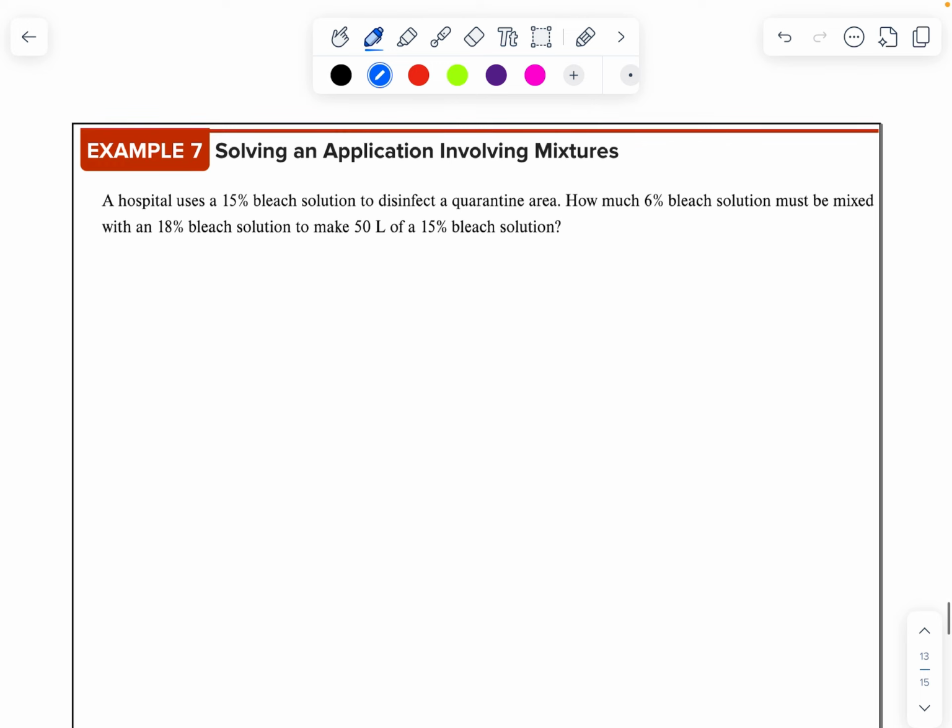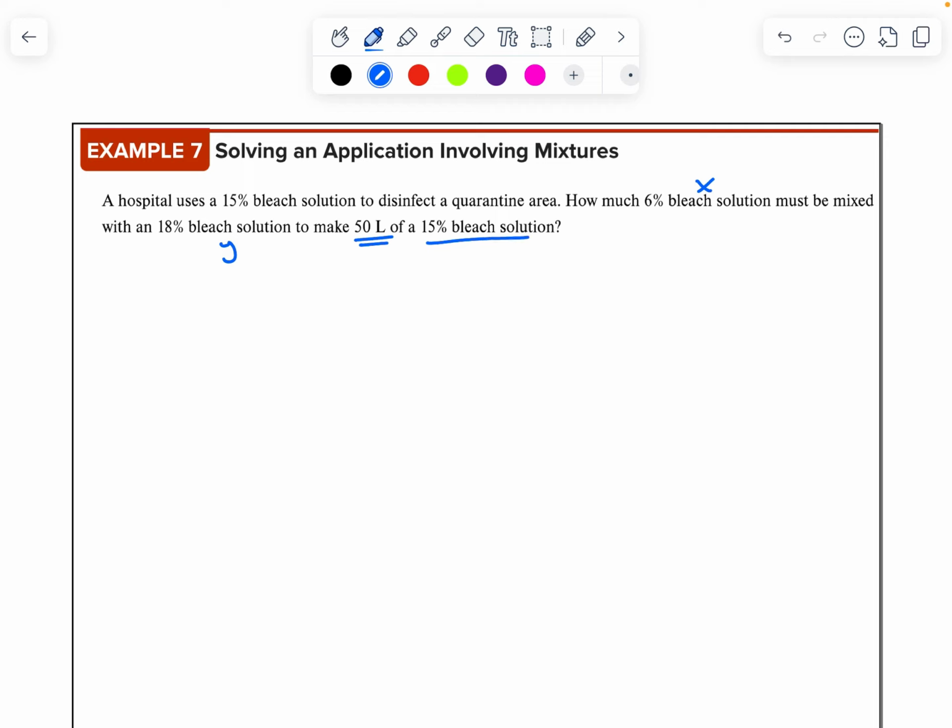Applications, all right, so applications that involve more than one variable are ones where we could solve by substitution, elimination, graphing, however we choose. A hospital uses a 15% bleach solution to disinfect a quarantine area. How much 6% bleach solution must be mixed with an 18% bleach solution to make 50 liters of a 15% bleach solution?